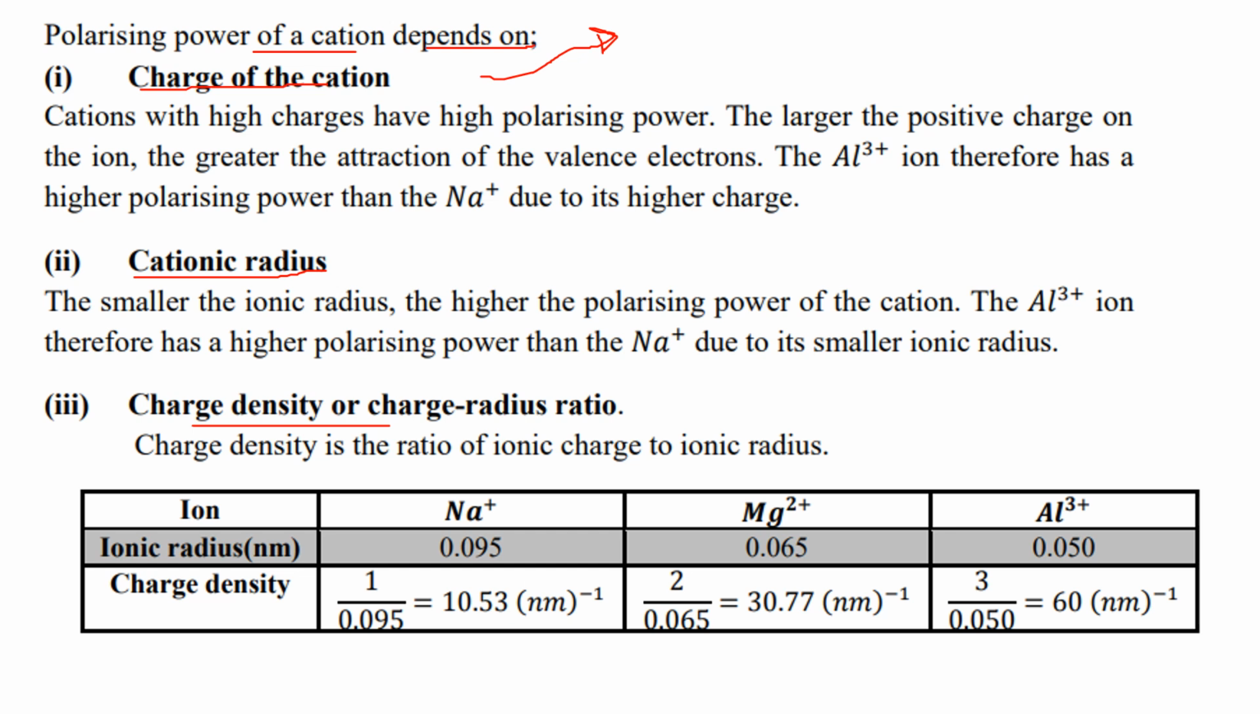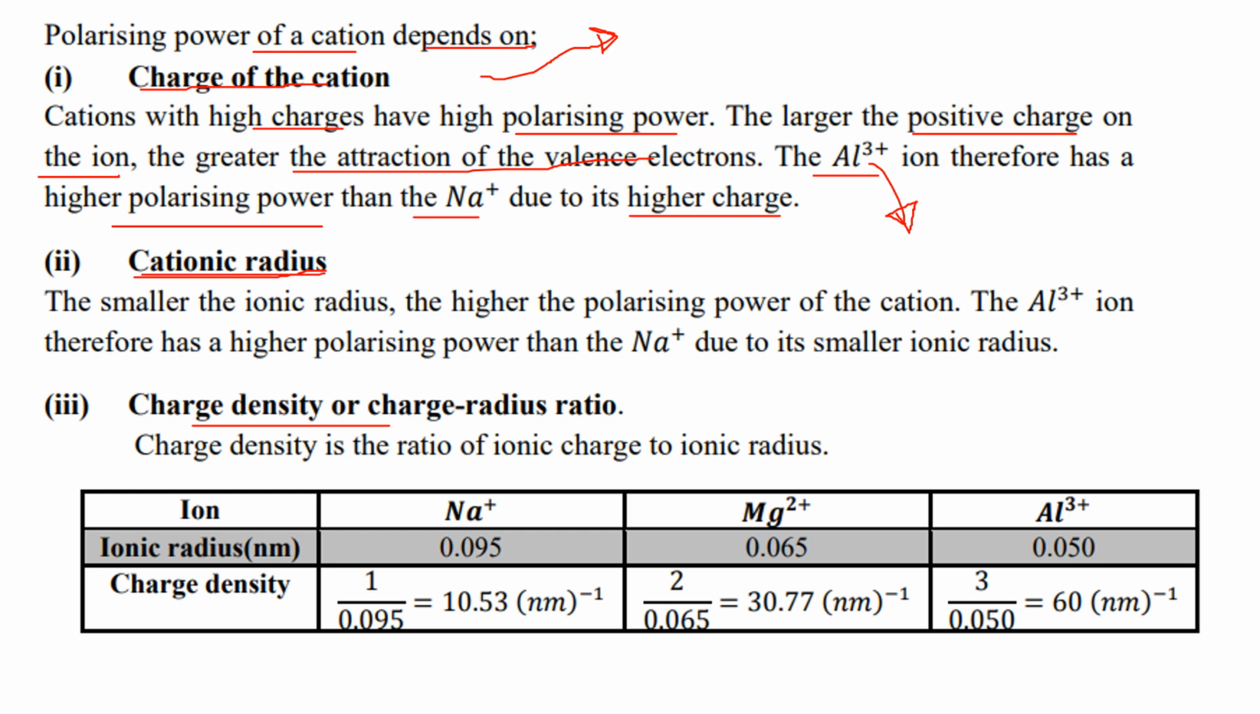So looking at the charge, you're going to say that cations with high charges have high polarizing power. And the larger the positive charge present on the ion, the greater the attraction of the valence electrons. For example, the aluminium ion has a higher polarizing power than the sodium ion due to its higher charge. So the greater the magnitude of the charge present on a specific cation or any ion of a metal, the higher the polarization power.